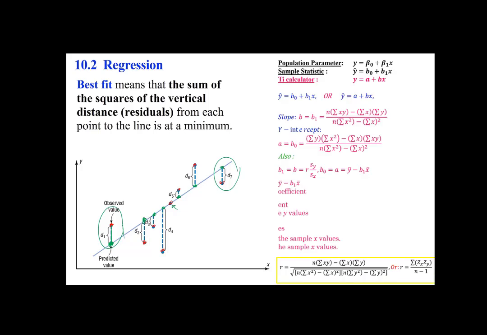The population parameter, again, sample statistics, TI. So this is the synopsis of all the formulas that were discussed in the previous page, the R, and how we arrive at the equation for the regression line.